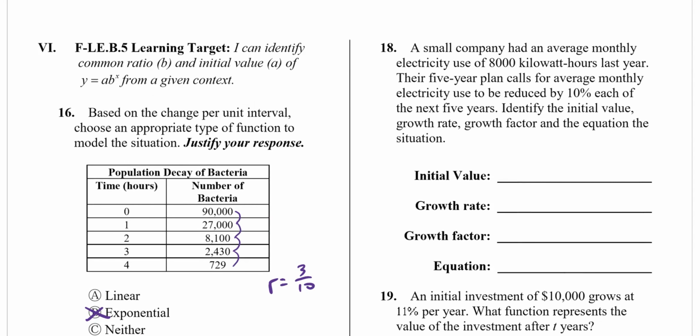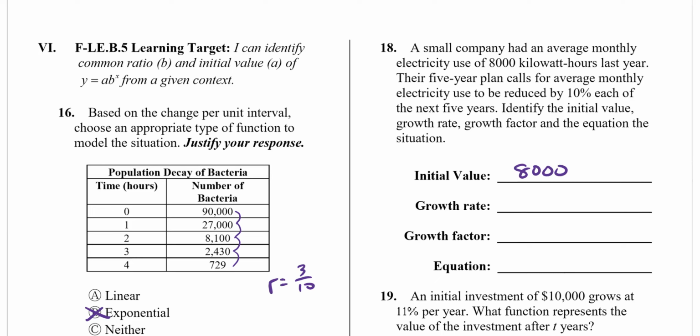18. A small company has an average monthly electricity use of 8,000 kilowatt hours last year. Their 5-year plan calls for average monthly electricity use to be reduced by 10% each of the next 5 years. Identify the initial value, growth rate, growth factor, and the equation for the situation. So the initial value, we can see it, is 8,000 kilowatt hours.